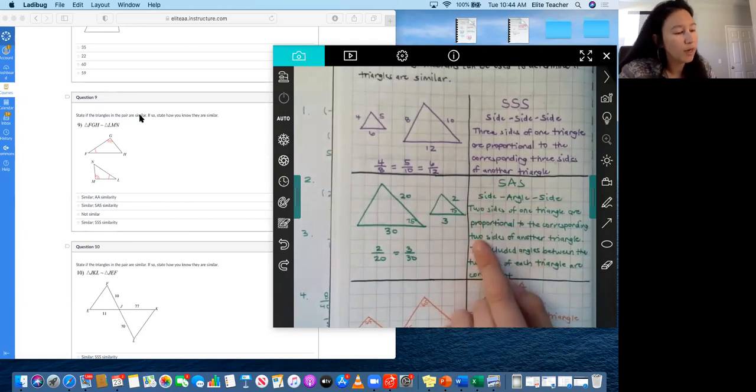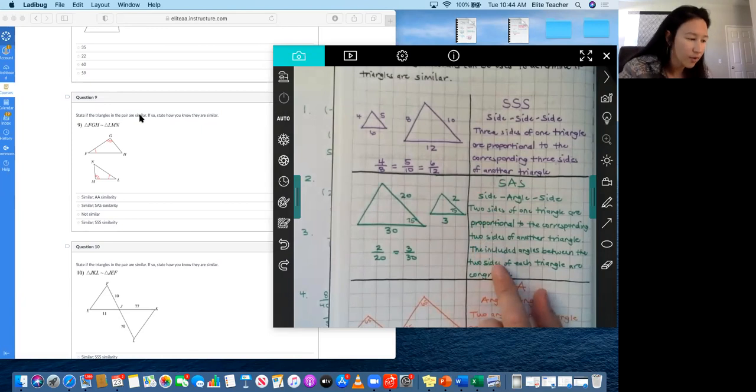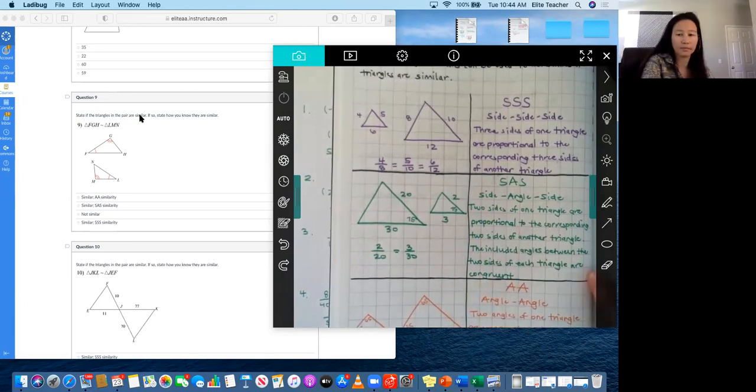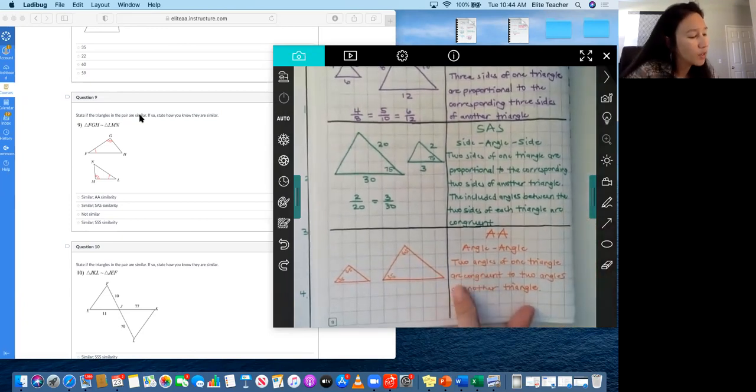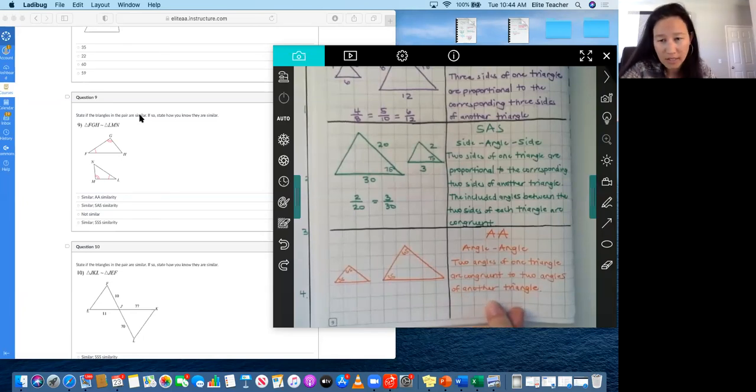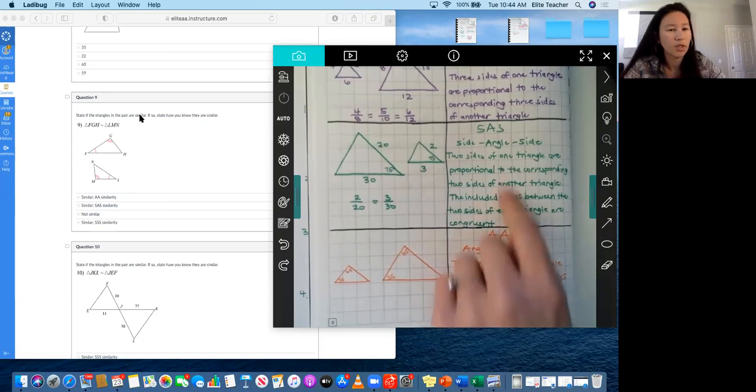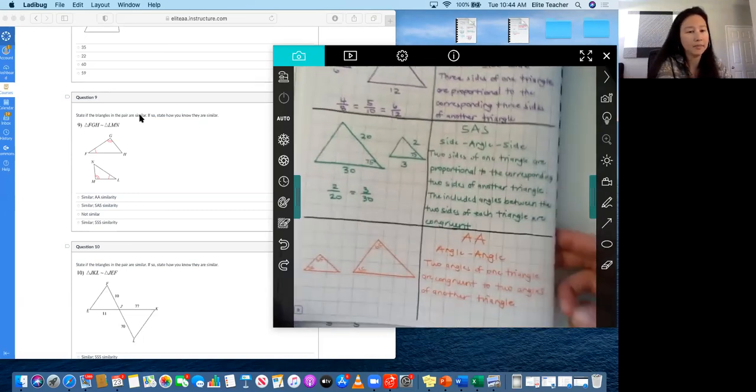If 2 sides of one triangle are proportional to the corresponding 2 sides of another triangle, and the included angle between the 2 sides of each triangle are congruent, then we know that those triangles are similar. Or if 2 angles of one triangle are congruent to 2 angles of another triangle, then we know that they are similar. So let's look at number 9.